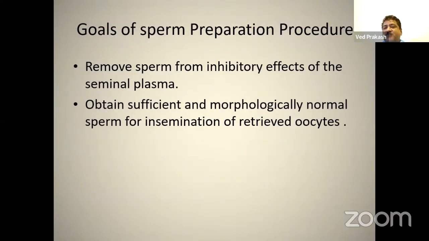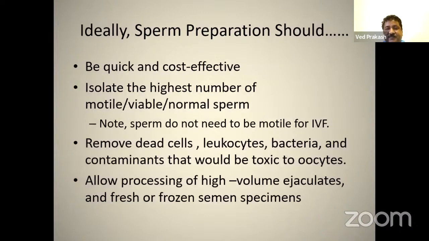So what is the goal of the sperm preparation procedure? We have to remove sperm from the inhibitory effects of the semen plasma and obtain sufficient and morphologically normal sperm for insemination or retrieved oocyte. So what is the ideal sperm preparation?